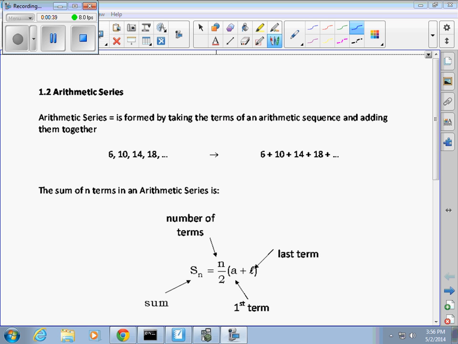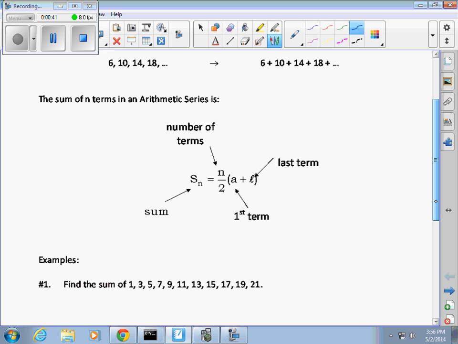So our formula for the sum of the terms in an arithmetic sequence is S with the subscript n. So Sn is equal to n over 2 times a plus l. And often you'll see this written in a few different ways, and all it is is a manipulation of the same formula. So don't let that confuse you. It all means the same thing.